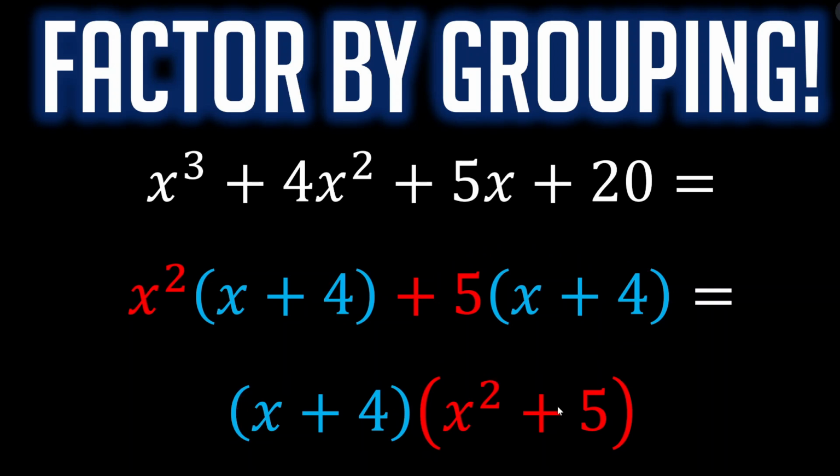And the final thing we just have to do is check, can we factor it down further? And in this case, we can't. This is not a difference of squares. There are no more common factors. We're good to go. We just factored by grouping. That's it. That's the end of this video.